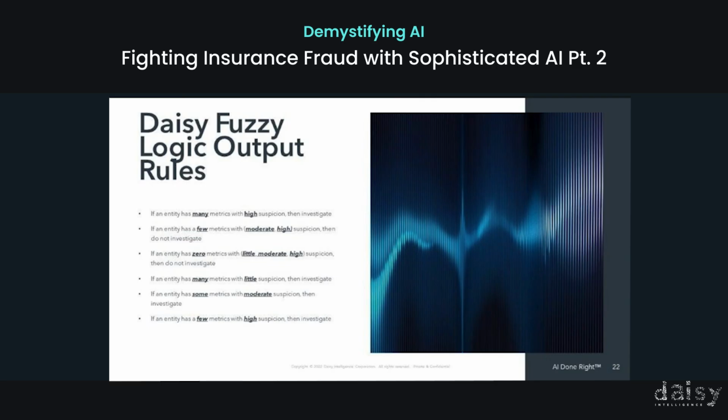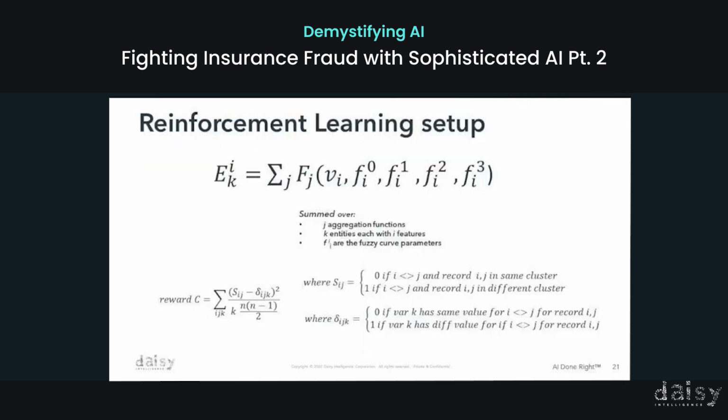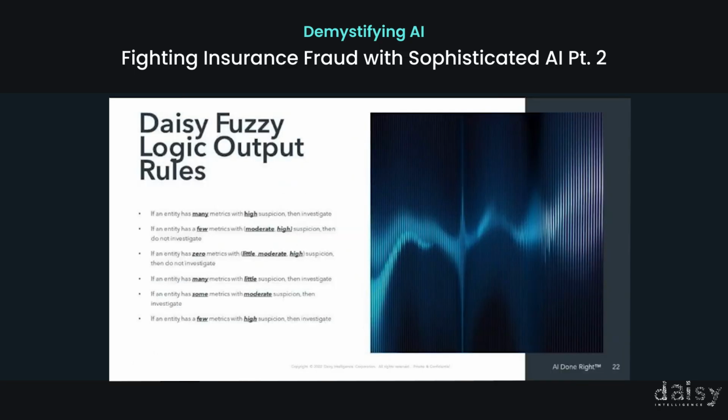Now we're looking at, that's how we score the entity. So we take all those fuzzy curves that have been tuned on the previous page here. Now we have a fuzzy tuning that says this suspicious score generates the most outlying individuals. And then we can further score the individuals to say, does this individual have a few metrics that have a high suspicion?